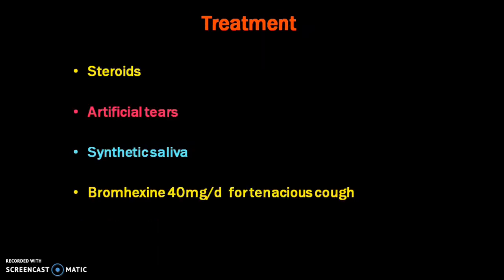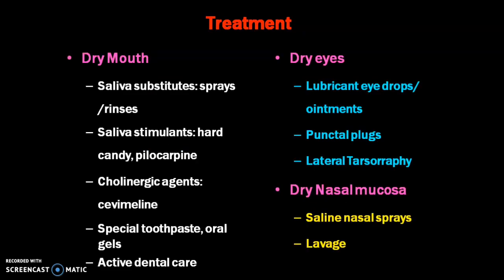Treatment is mainly steroids. Symptomatic management can be done in the form of artificial tears, and synthetic saliva can be given. Bromhexine 40 mg per day can be given for tenacious cough. In cases of dry mouth, we can go for sprays or stimulants like hard candy, pilocarpine, cholinergic agents like cevimeline, special toothpaste, oral gel, and active dental care.